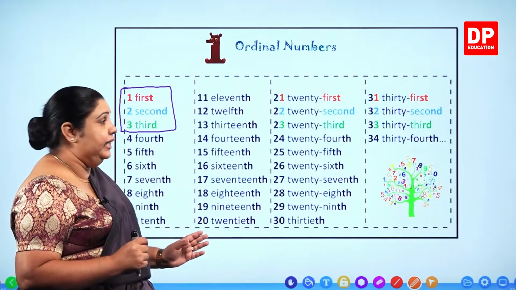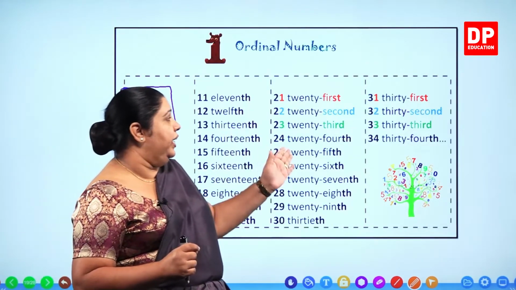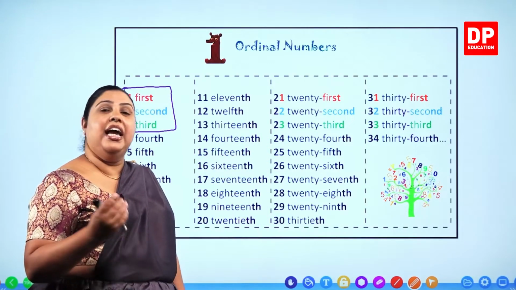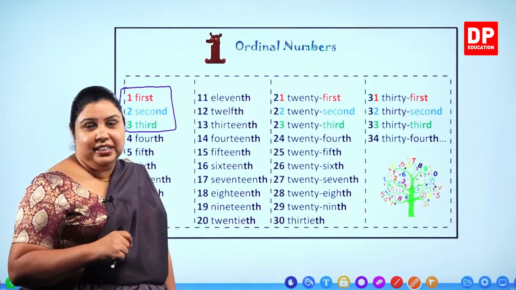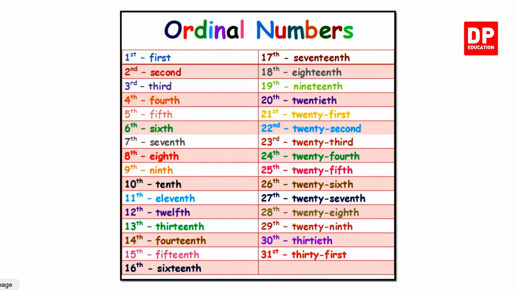First, second, third up to number 20th. After that you have to write 21st, 22nd, 23rd. That you have to only write 20 and then the particular ordinal number. Okay? Right. So now let's move on to our next one. Once again, the ordinal numbers up to 31st.